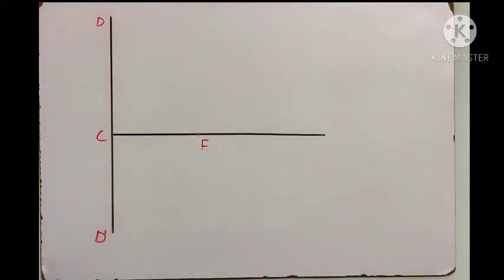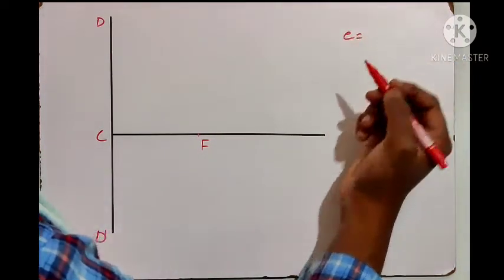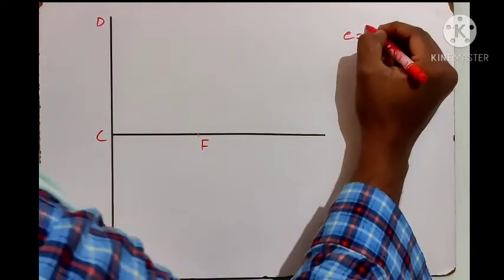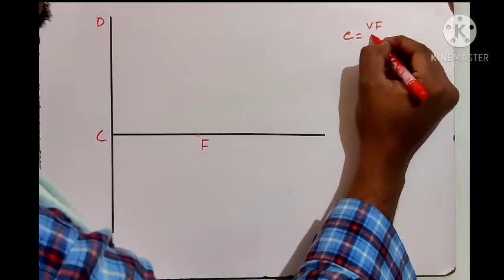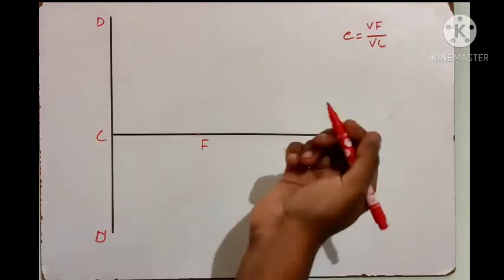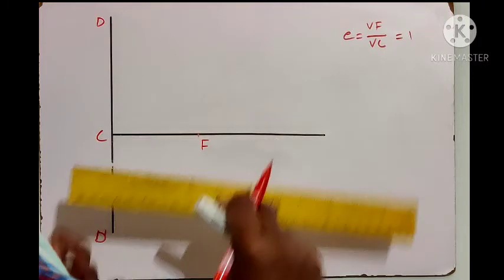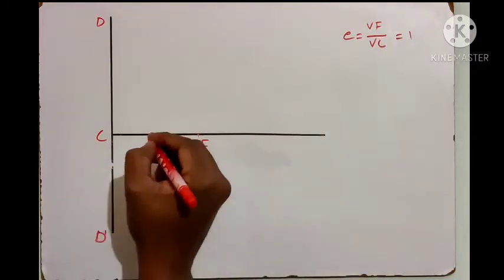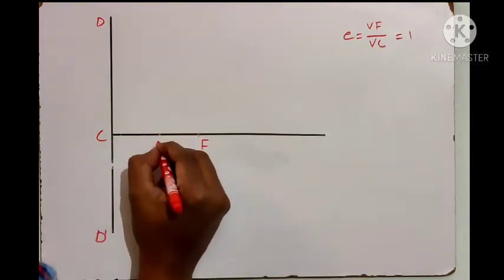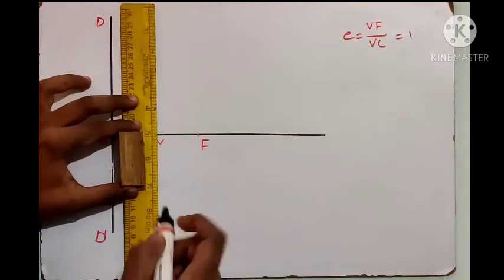The eccentricity value of a parabola is 1. That means the eccentricity is the ratio of the distance from vertex to focus by vertex to C point, this point. If it is 1, they should be equal. So this is the midpoint, and this is my vertex. You need to draw a vertical line passing through the vertex, something like this.